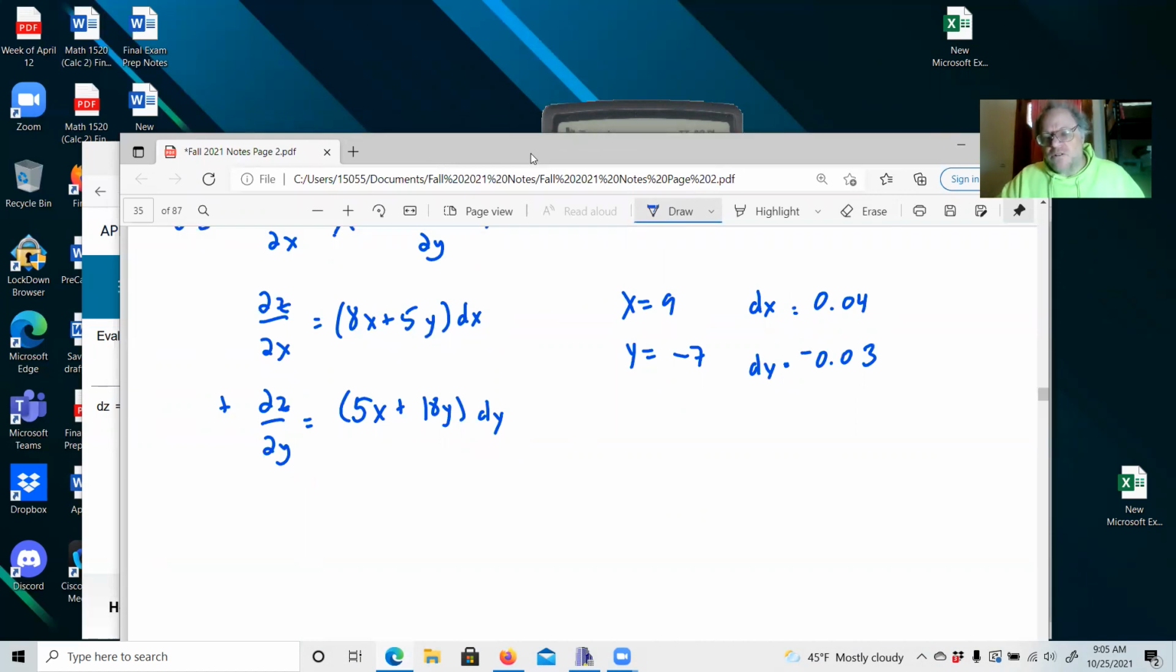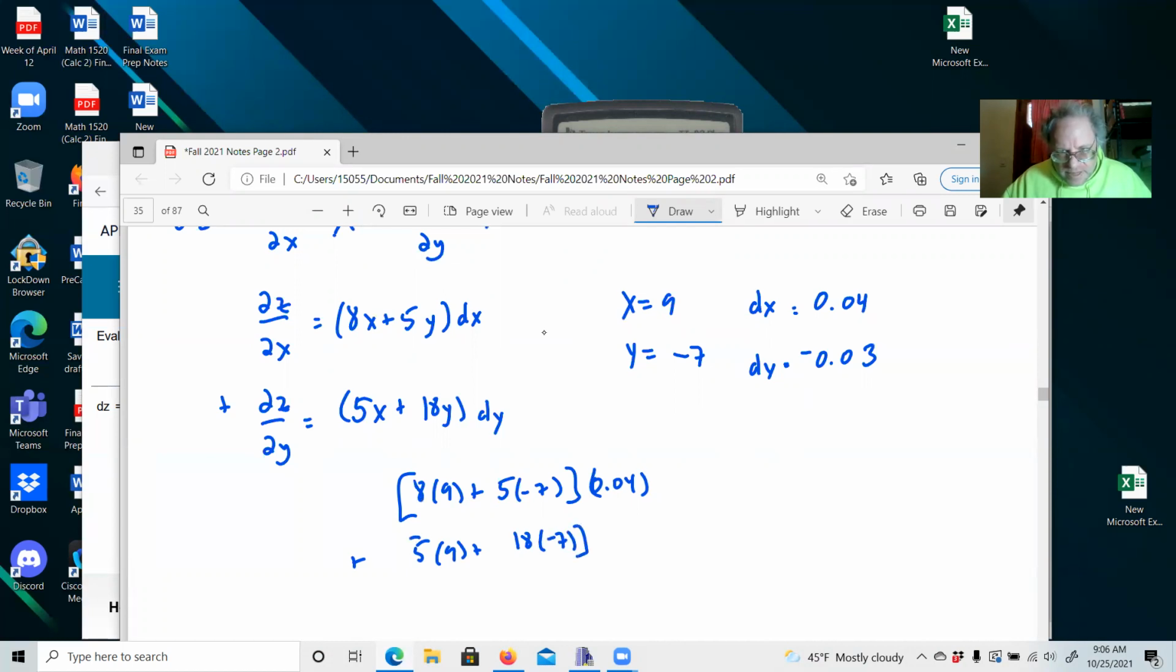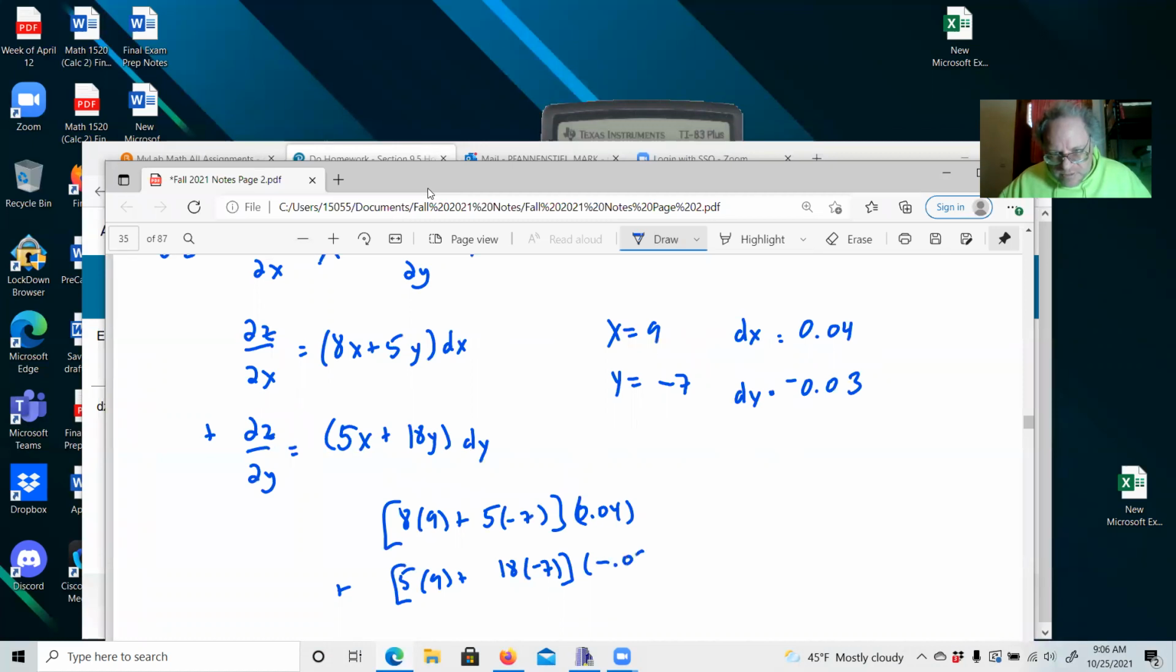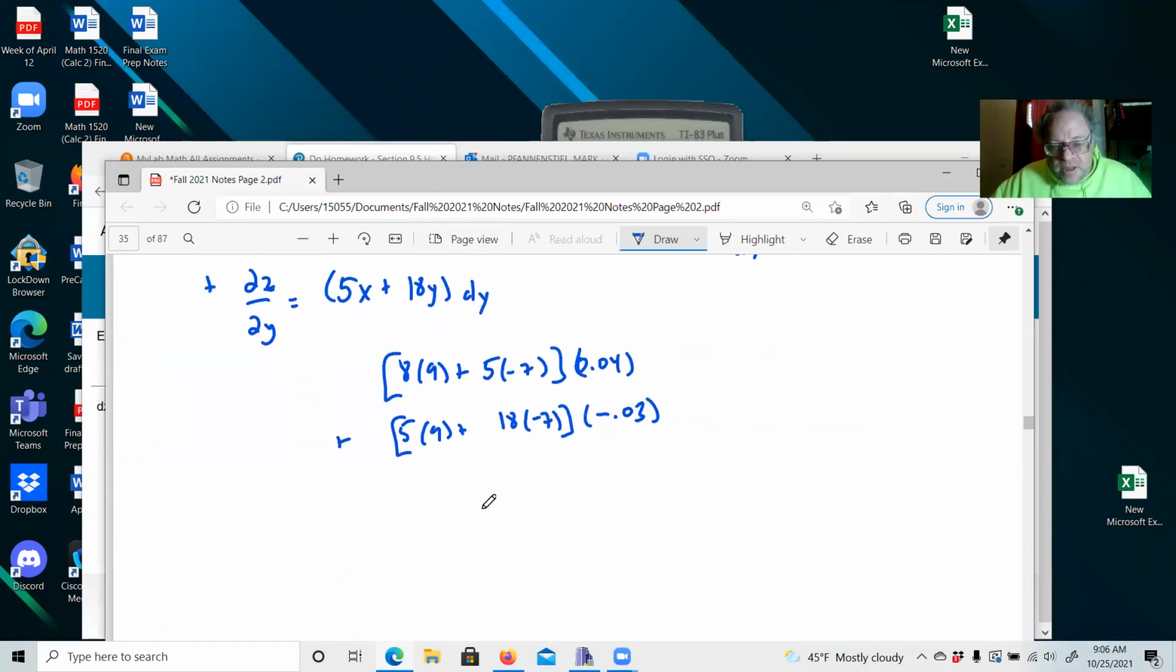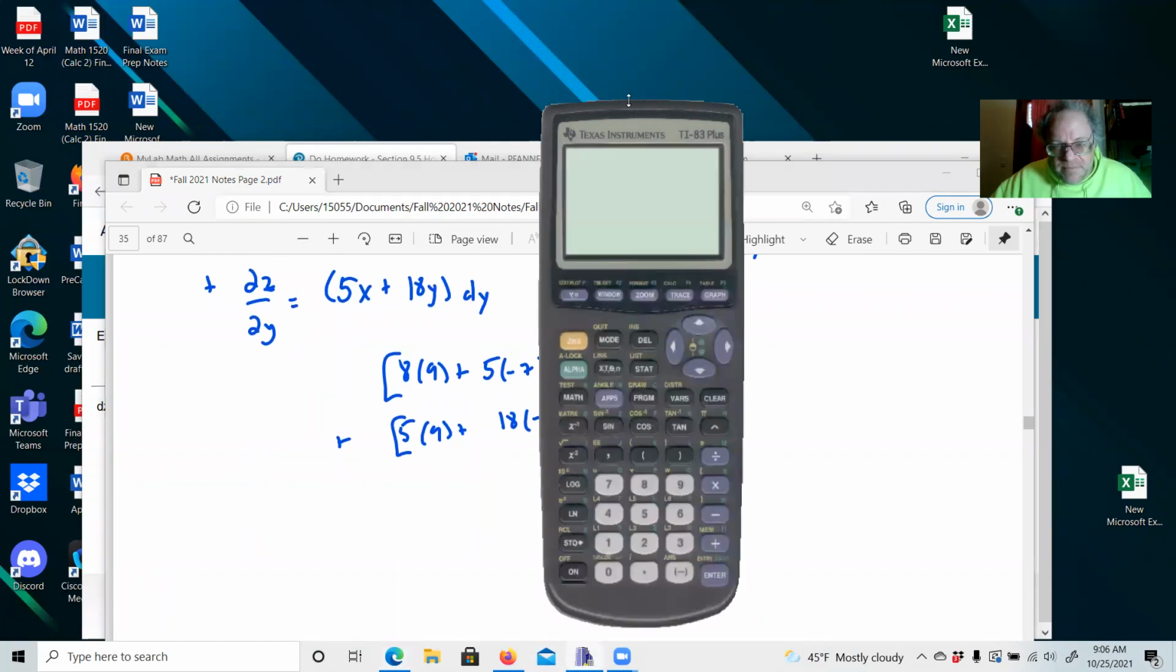So that's what you could think of a total derivative as. This is simply going to be 8 times 9 plus 5 times -7. That's this part here, and dx was 0.04. Then we're going to add together 5 times 9 plus 18 times -7, and dy was -0.03. Let me double check. -0.03. All we're going to do is add those up.